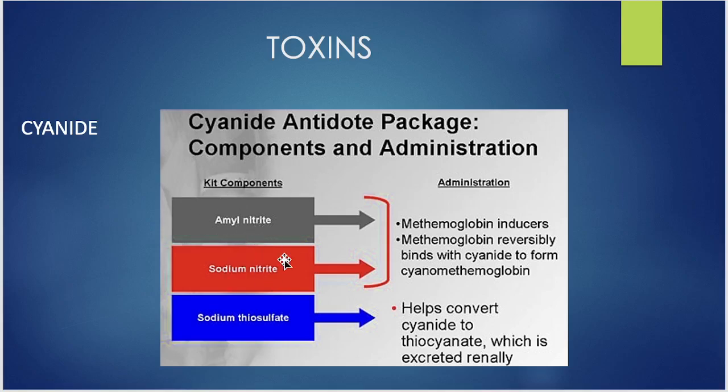We have your amyl nitrite, we have your sodium nitrite, your sodium thiosulfate. Again, your amyl nitrite and your sodium nitrite, the purpose of these is that they are actually methemoglobin inducers. Your methemoglobin reversibly binds now with cyanide to form now your cyanomethemoglobin. So again, this will automatically cause now the attachment to your cyanide, causing your cyanomethemoglobin. Your sodium thiosulfate, on the other hand, will help to convert cyanide to thiocyanate, which is excreted renally.